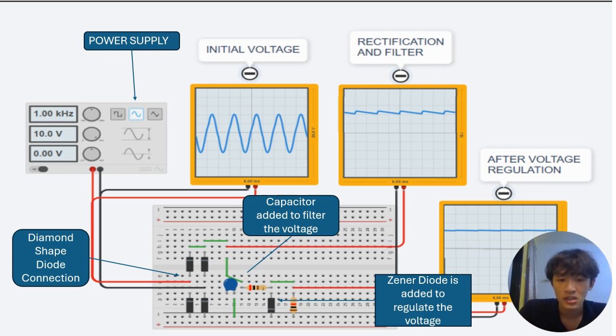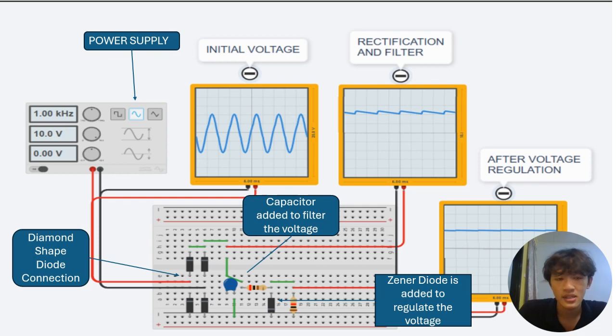There are a few oscilloscopes placed at different places on the breadboard to observe different waveforms of the circuit. If we look at the initial voltage, we are measuring the AC signal before it is rectified. After rectification, we look at the waveform of the rectification and the filter waveform. From here, we can observe that the signal has been converted into a streamlined signal.